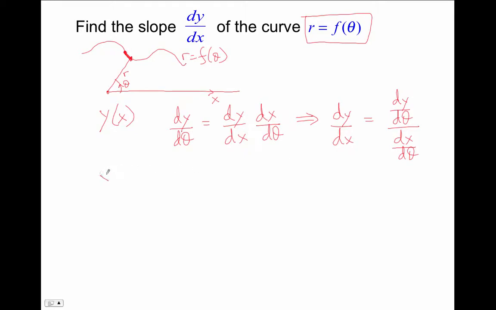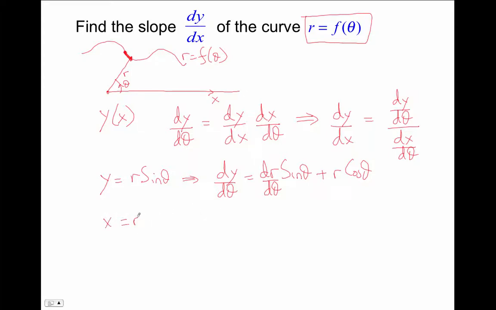However, we know that y is r sine theta, which means that we can differentiate y with respect to theta, remembering that r is itself a function of theta. So we have dy by d theta is dr by d theta into sine theta, and then you have to differentiate the sine theta, keeping r constant, so we get r cosine theta.